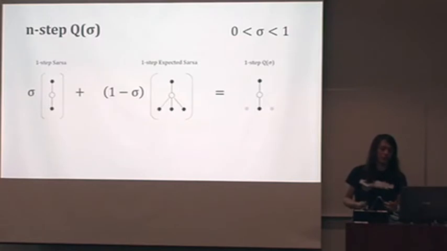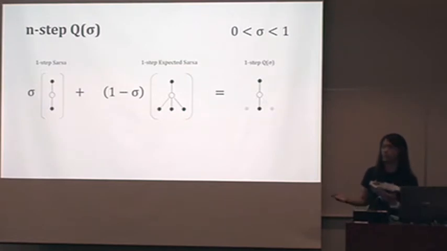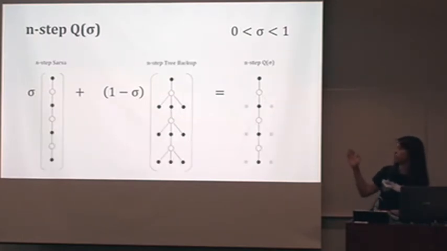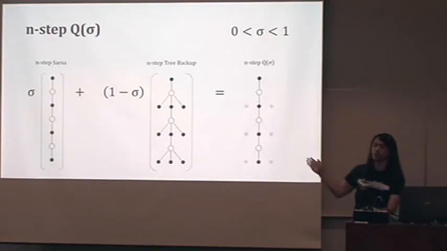Now, this can all be unified with the n-step Q-sigma algorithm. In the one-step case, you've got a mixture of one-step SARSA and one-step expected SARSA, where the proportions are controlled by this parameter sigma. Sigma ranges between 0 and 1, and when you add them together, you get this mixture called one-step Q-sigma. Again, this holds in the n-step case, where you take a mixture between n-step SARSA and n-step tree backup.